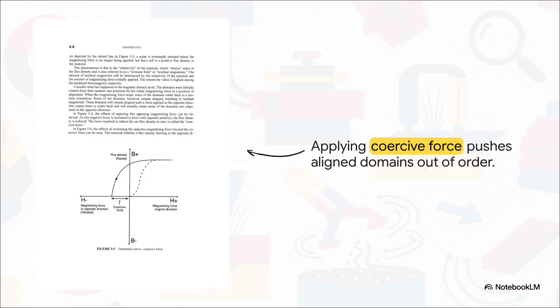But watch what happens when we apply a negative force. See, once a metal is magnetized, it really likes to hold onto that magnetic field. We call that property retentivity. To break that grip and safely reduce the net flux density back to 0, we have to apply an opposing force, known as coercive force. We are actively pushing those aligned domains back out of order.